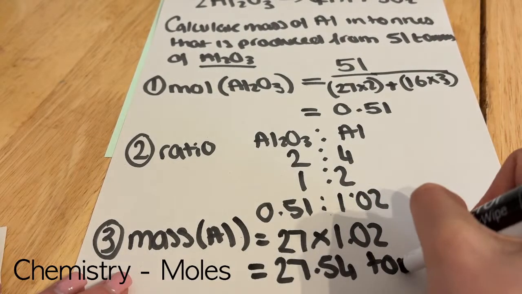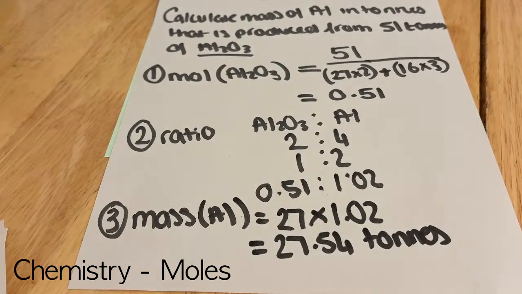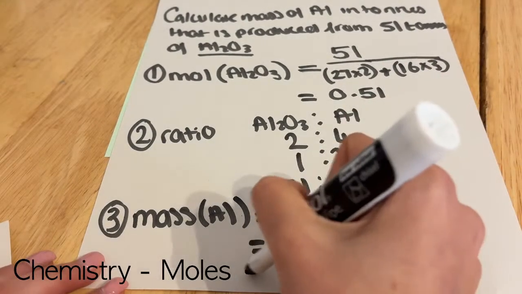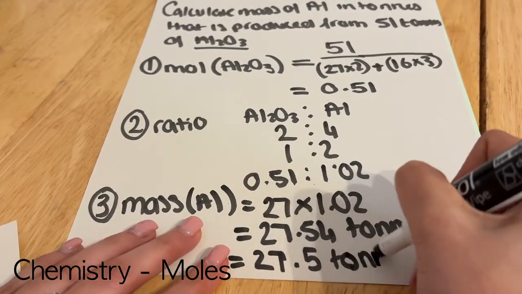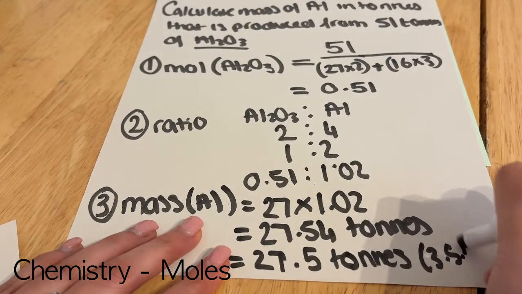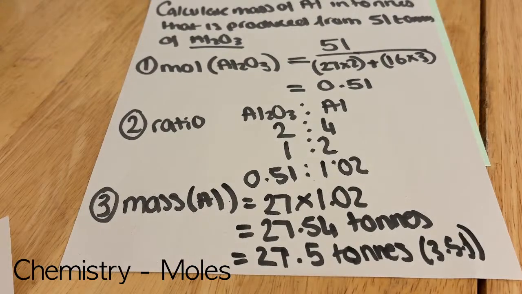27.54 tonnes. Now, if a question doesn't state how many decimal points or significant figures to leave your answer to, a safe bet is always 3 significant figures. So in this case, 27.5 tonnes to 3 significant figures. Again, make sure that you're writing the units that they've given you in the question, so writing tonnes, and if the question states grams, make sure you're writing grams, and so on. And again, if it doesn't mention how many decimal points you should leave it to, 3 significant figures is always a safe bet. If anyone has any questions, pop them in the live chat and I'll answer them all at the end.